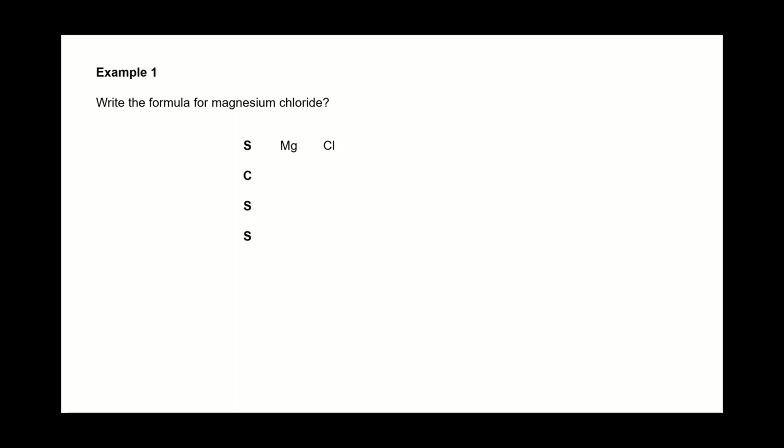The C stands for charge. We looked at this in the previous activity. You should be able to see that the charge of magnesium is 2 and chlorine is 1. Remember, we don't need the sign anywhere in this course. The S stands for swap, and we literally do just that. We swap the numbers between the columns.